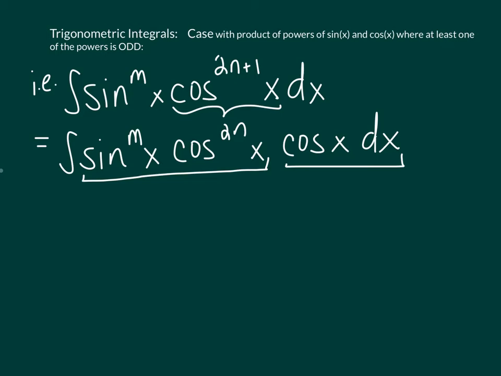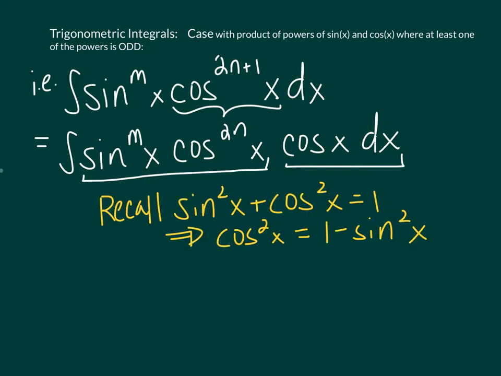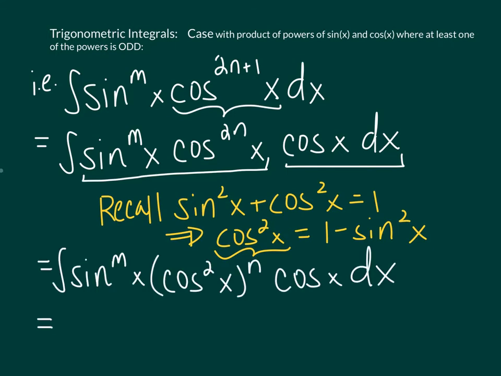So we're going to use the identity that relates cosine squared and sine squared. And this identity then tells us that we can replace cosine squared with 1 minus sine squared. So we're going to do that here in the integral, which means that this term right here we can replace with 1 minus sine squared.